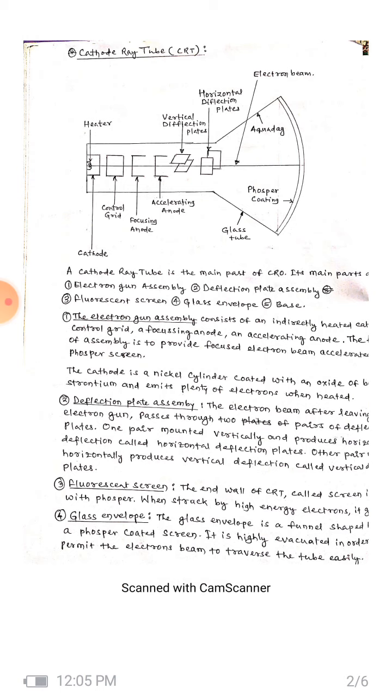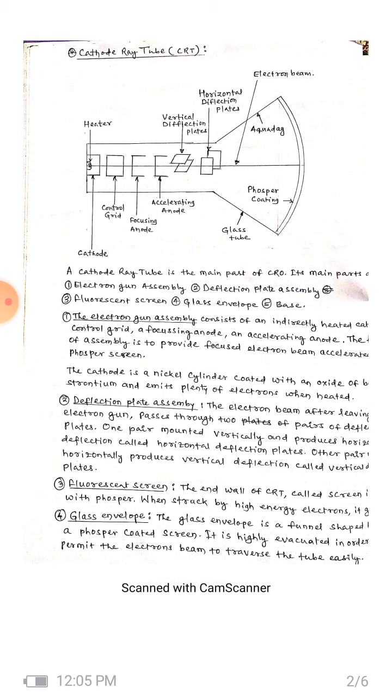Next we are going to study the block diagram of CRT, that is the cathode ray tube. As we can see here, there is a cathode and a heater, a control grid, a focusing anode, an accelerating anode, vertical deflection plates and horizontal deflection plates, and the screen will be there. The phosphor coating inside the screen will be there, and it is covered with the glass tube and an aquadag coating here.